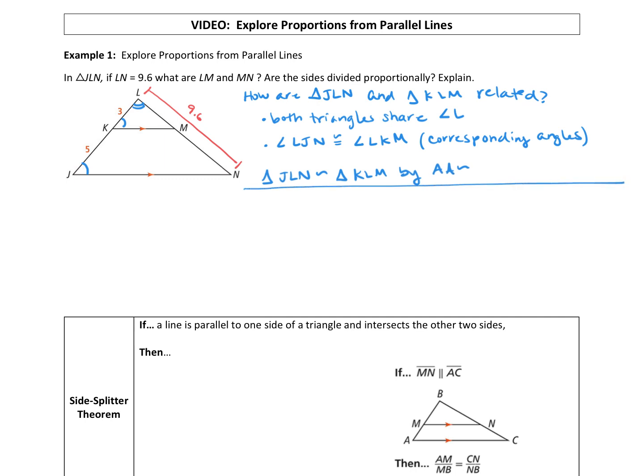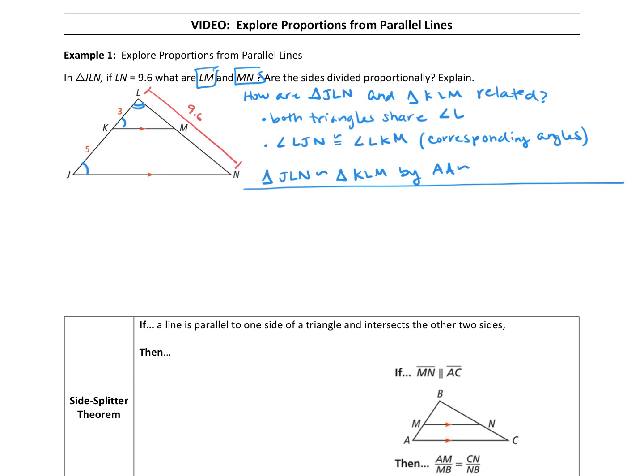All right. So now that we understand that we have similar triangles, we can find our sides LM and MN. Just so you know, anytime you have a triangle and a line that's parallel to a side of your triangle, those two triangles formed will be similar. We just kind of proved why they're similar over here. So now let's go ahead and answer the question.